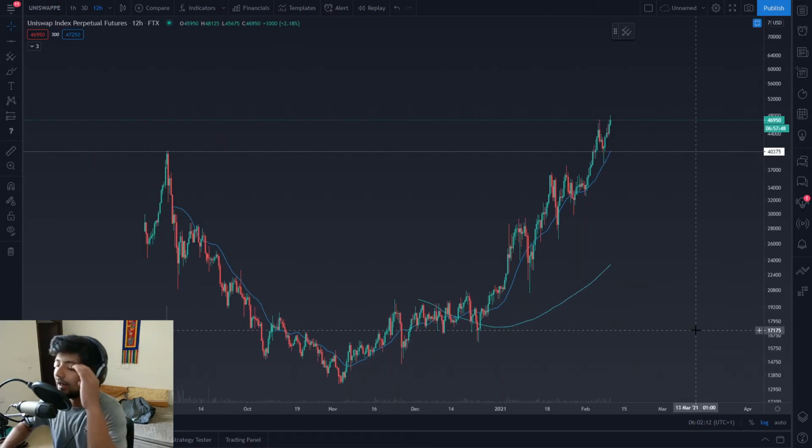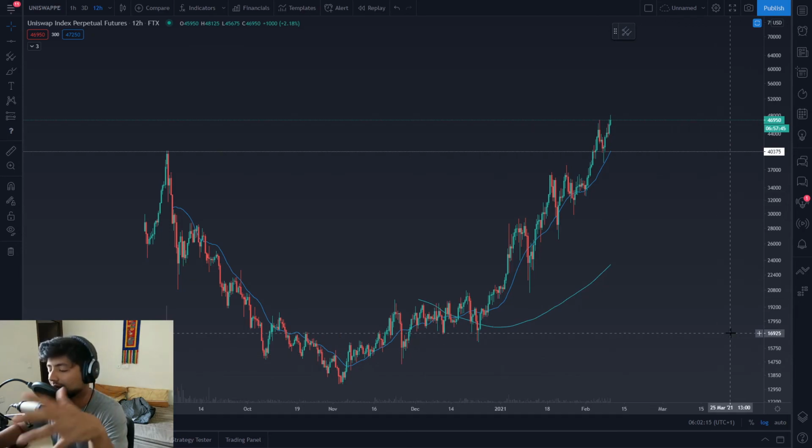This is pretty neat. This is a good indicator in terms of how the entire ecosystem is doing as a whole. And well, this one is available on FTX.